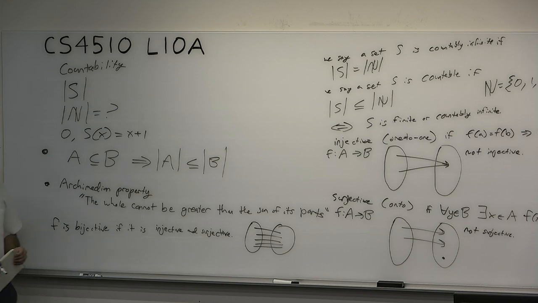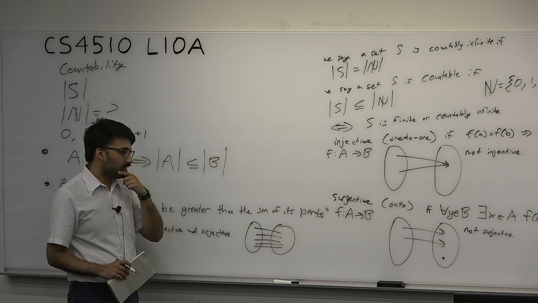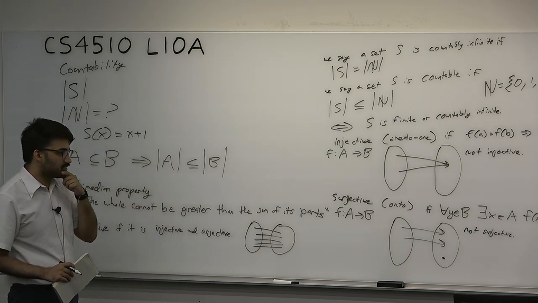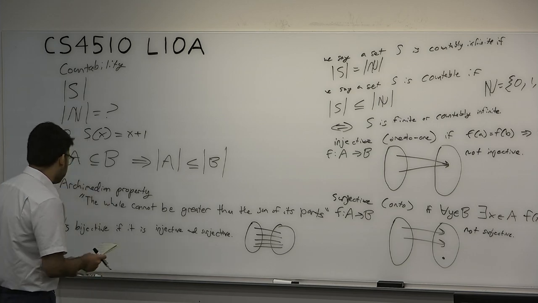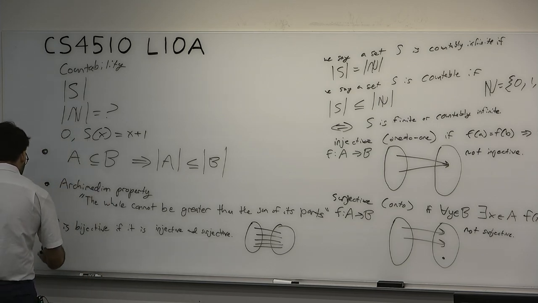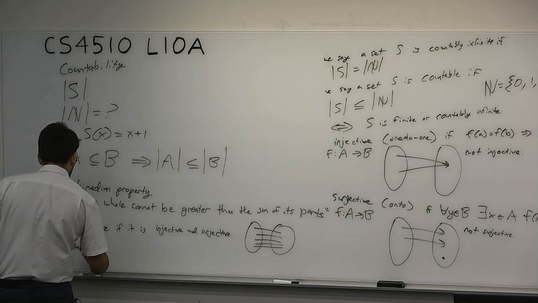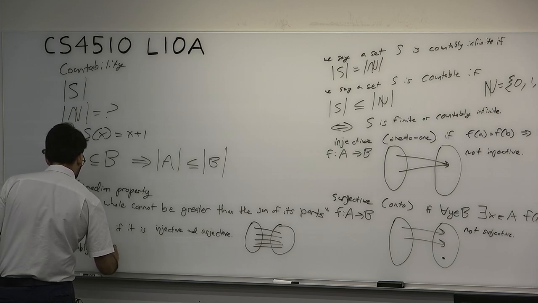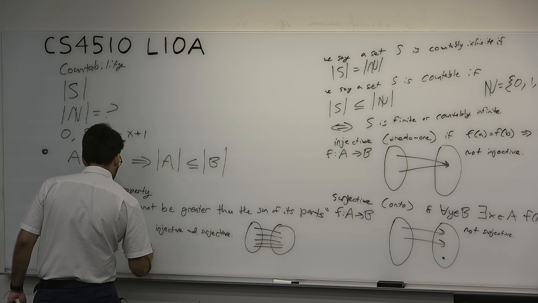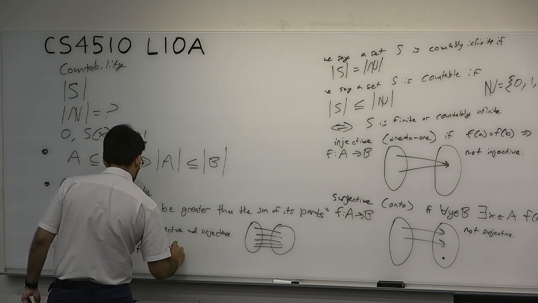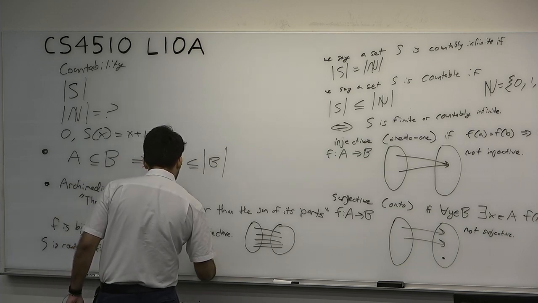So why is this important? Why do we care? George Cantor uses these properties of functions to define the cardinality of a set. He says S is countably infinite if there exists a bijection from S to the naturals.